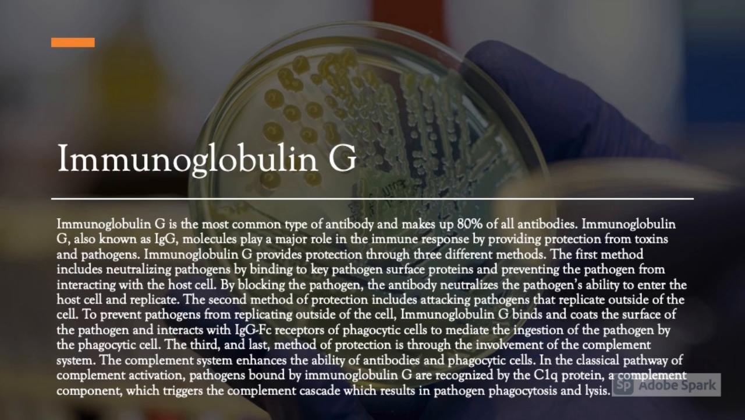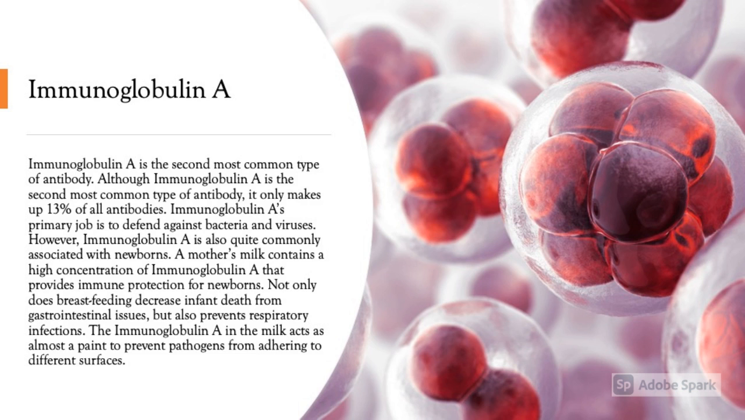The third and last method of protection is through the involvement of the complement system. The complement system enhances the ability of the antibodies in phagocytic cells. In the classic pathway of complement activation, pathogens bound by IgG are recognized by C1q protein, a complement component, which triggers the complement cascade, which results in pathogen phagocytosis and lysis.